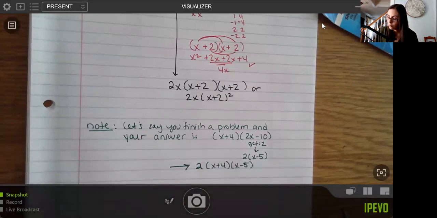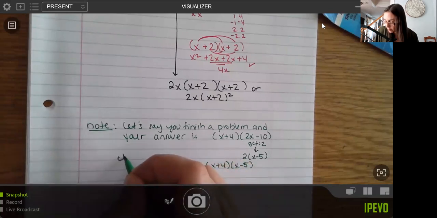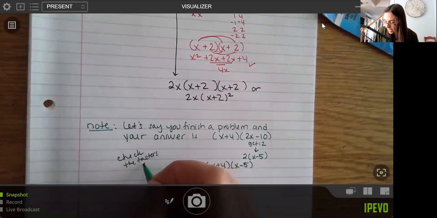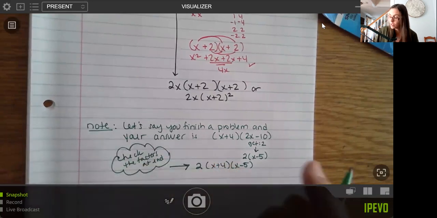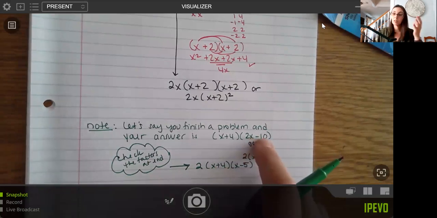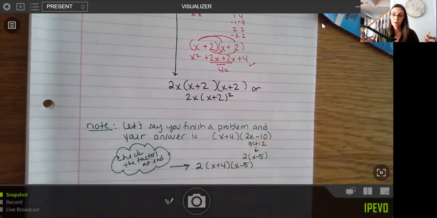Okay, so check the factors. This was that step here. Check the factors at the end to make sure you haven't missed anything. So if you miss a GCF, or if you notice that there's still a square left and you can break that part down further, you definitely want to do that. So you want to factor these totally completely.